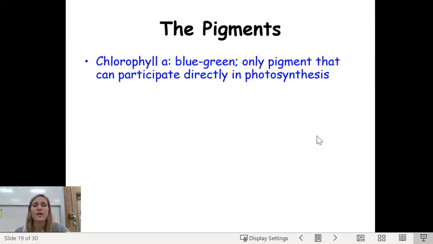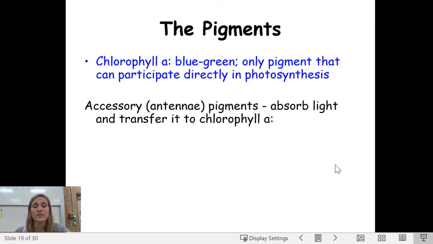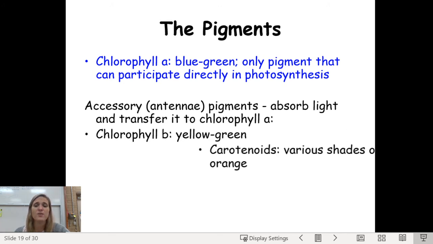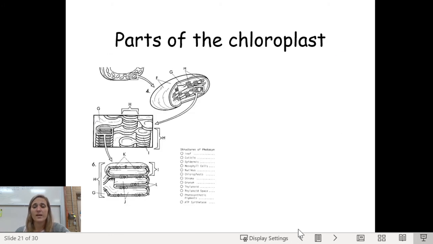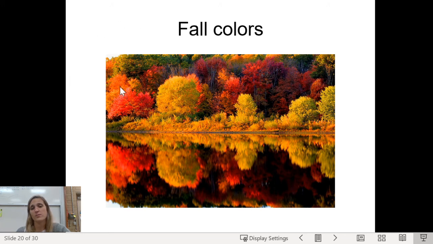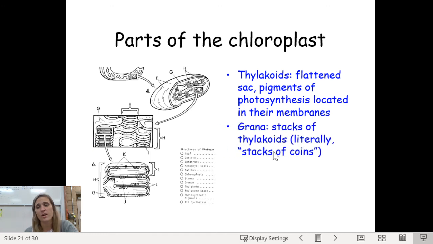Okay, so you have chlorophyll A. It's the only pigment that can participate directly in photosynthesis, so those are the pigments. And then you have a bunch of other pigments in plants as well, right? But chlorophyll A is the only pigment that can directly participate in photosynthesis. And then you have the accessory pigments, things that the plant uses for light absorption and then transferring that light to chlorophyll A. Again, that's why I said we see those fall colors, right? When the chlorophyll, the primary pigment, dissipates in the fall, then you get to see those pretty colors of the other reflected pigments.